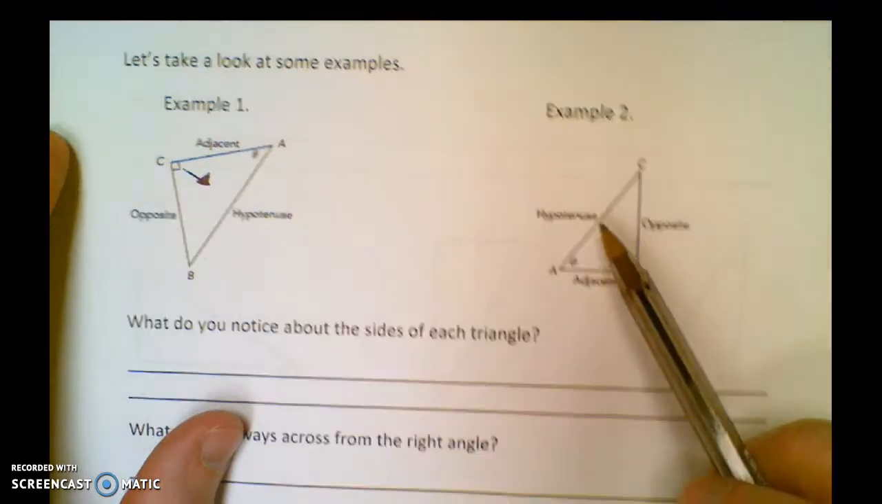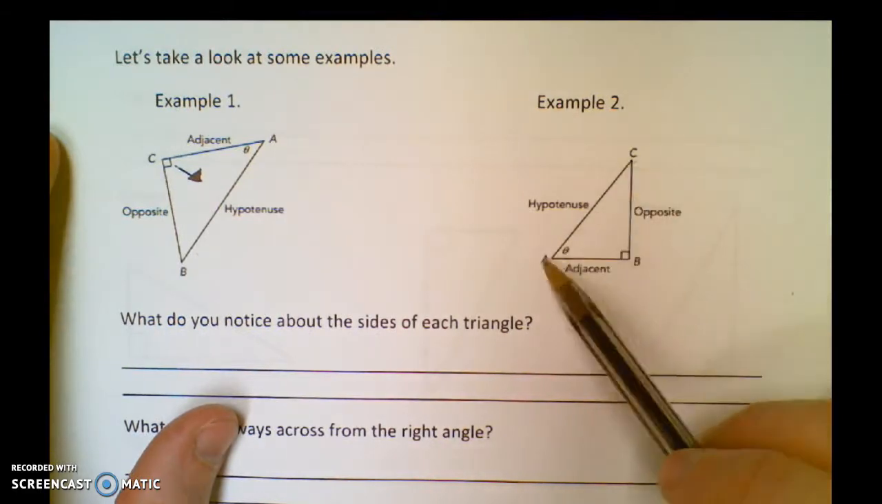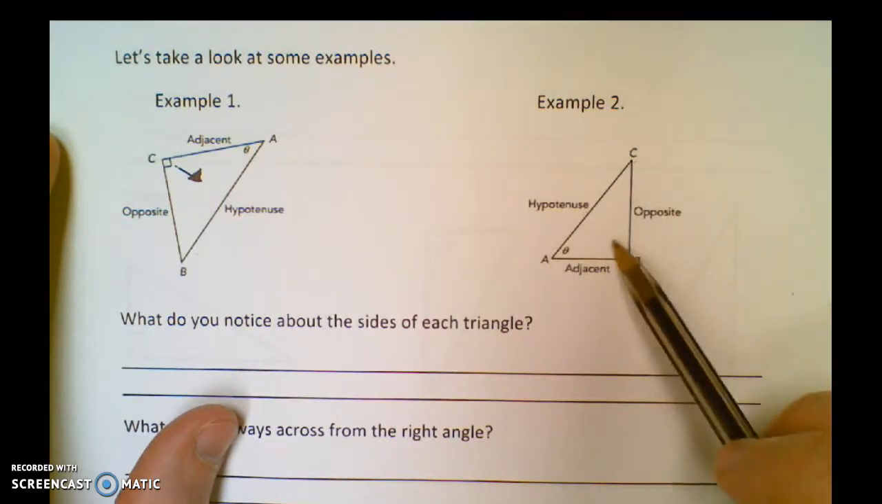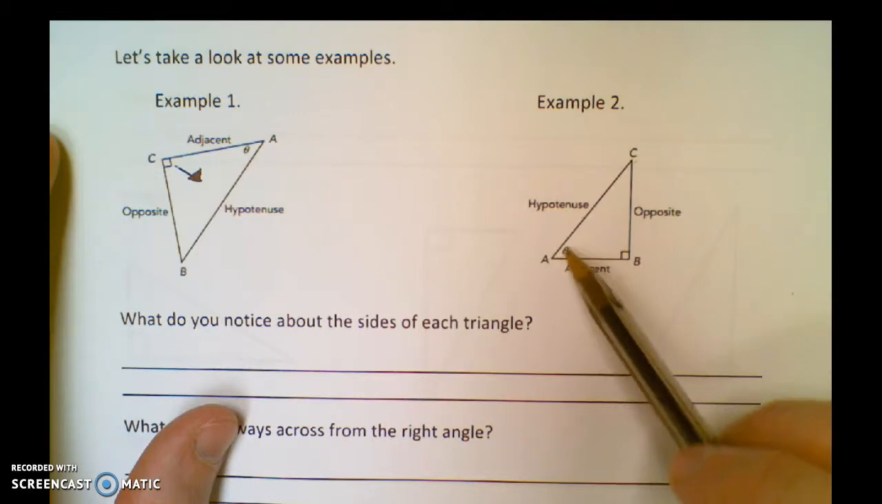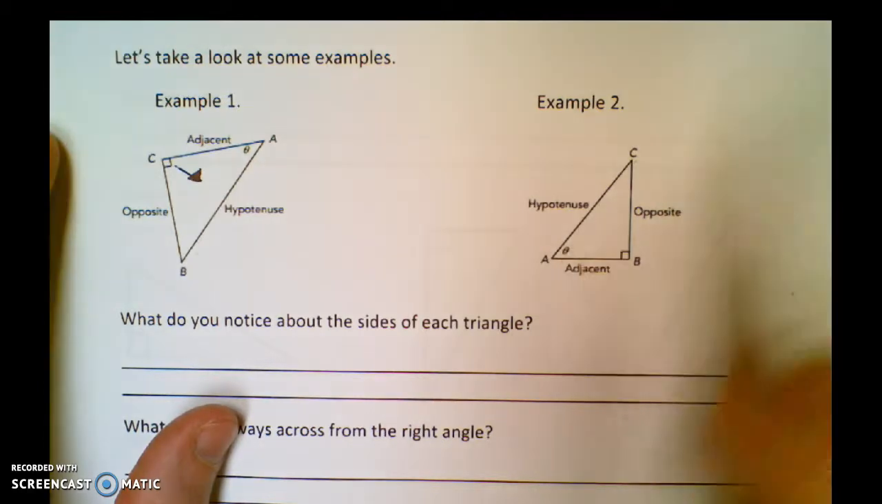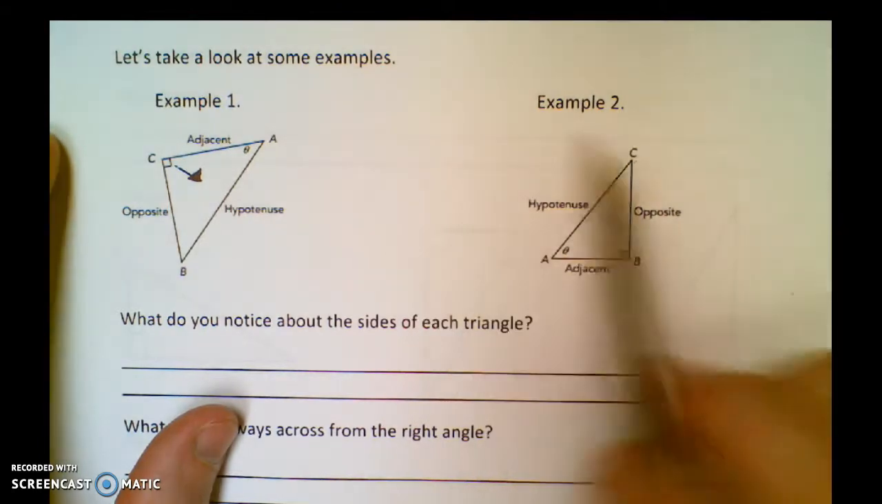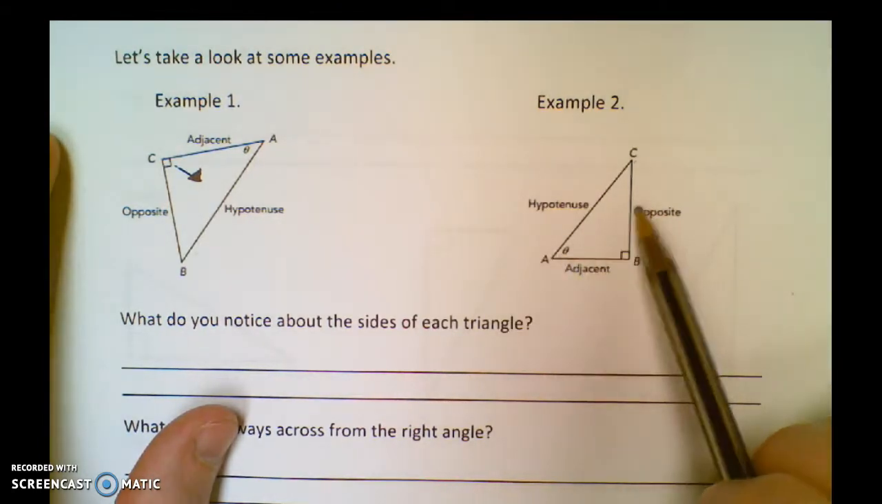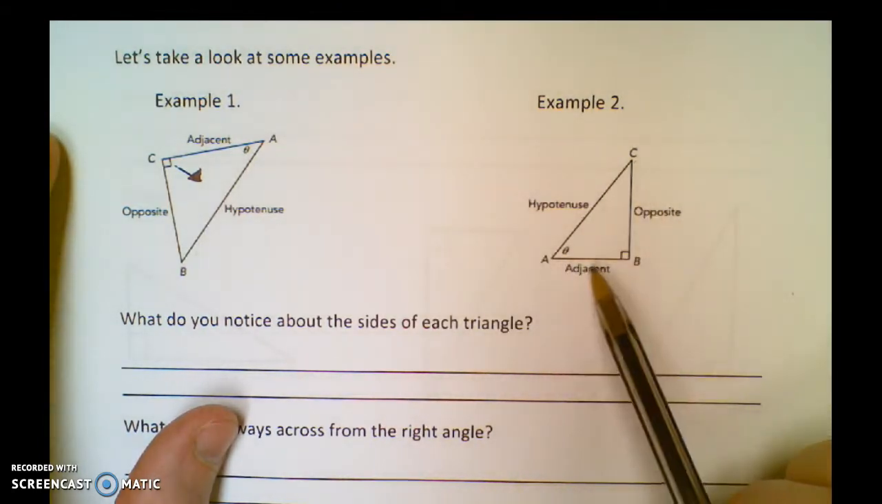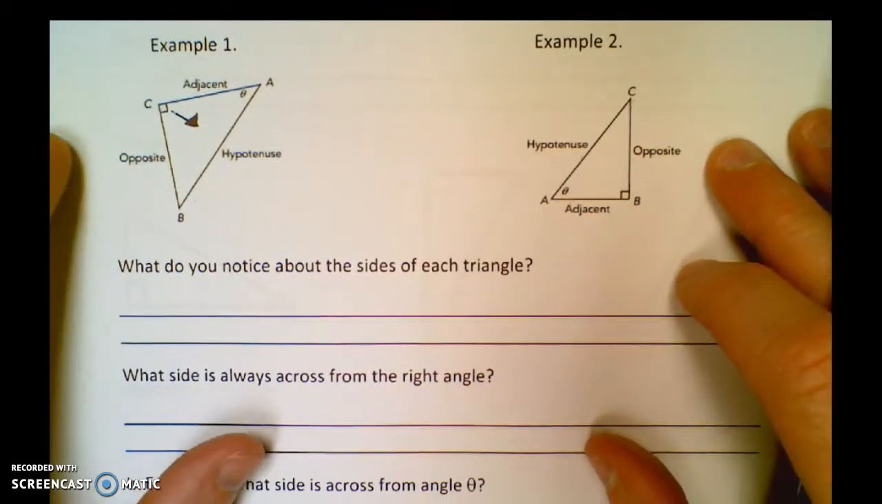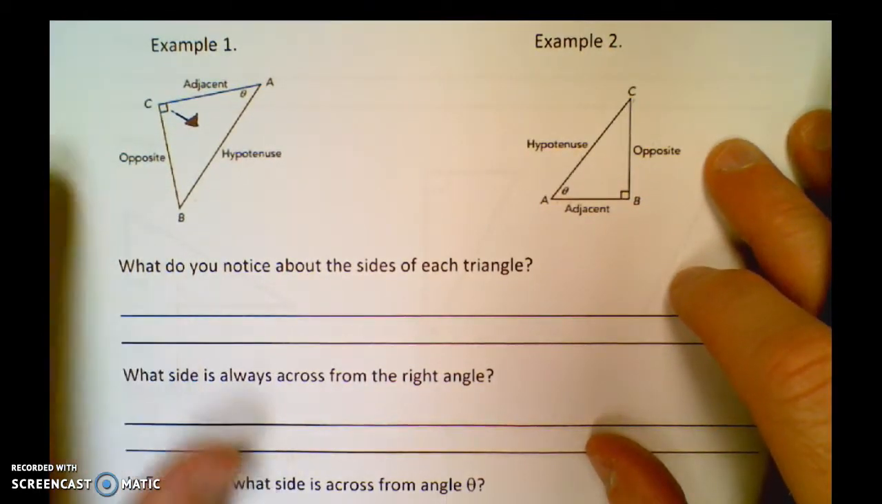In the other example, the hypotenuse again is the side opposite the right angle. This theta symbol is moved in this triangle. We switched around where A is. We moved it around. We did a little rotation. The side opposite is over here, and this is the adjacent side. So let's see, what do we notice about the sides of each triangle?